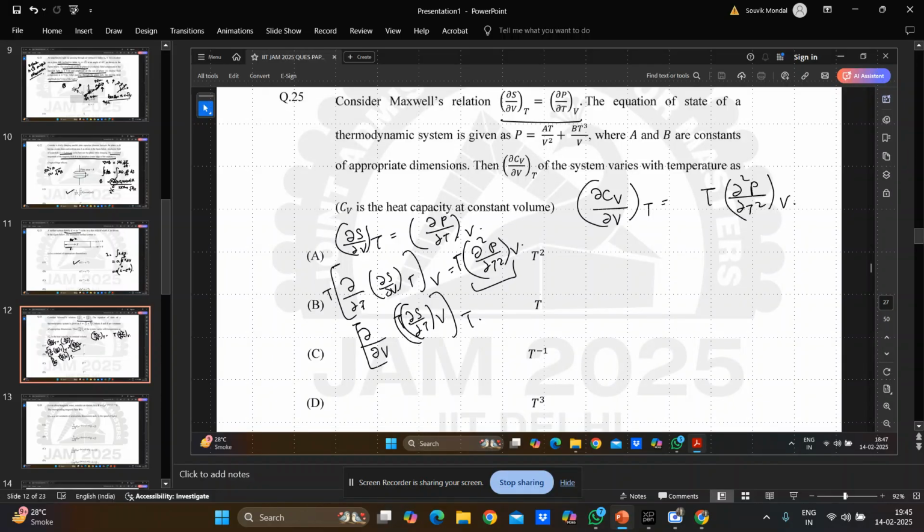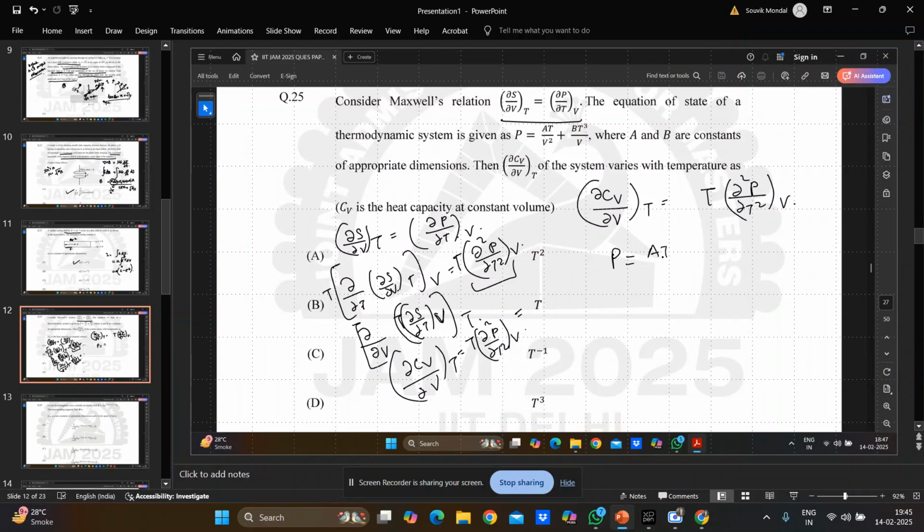Now what is this quantity T del S del T at constant V? This is nothing but Cv. So your del Cv del V at constant T is basically T del 2P del T2 at constant V. Okay, so this is your formula. Now simply apply this formula here.